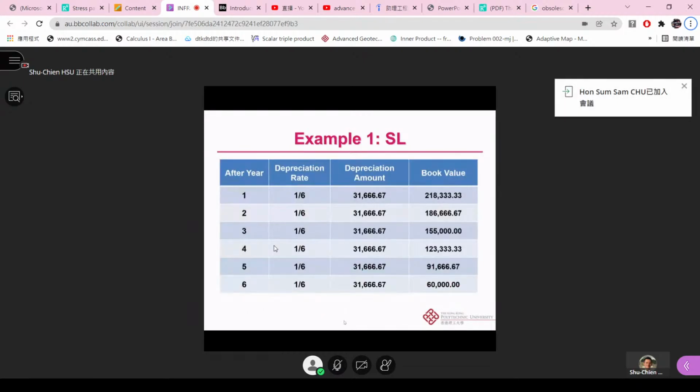All right, if we do it more comprehensively for each year, we get the same depreciation amount for these 6 years, and we can also have the book value for each year like this. Finally, we get the book value at the end of the 6th year as the salvage value, 60,000. So that's good. This is for the straight line method.